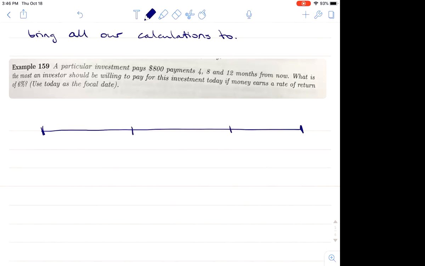Okay. So we've got today, that's our first tick. And then here we've got 4 months, 8 months, and 12 months from today.